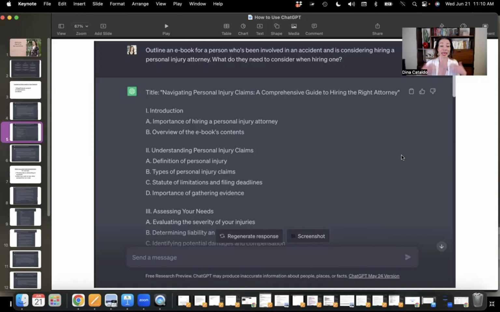So my idea here was to outline an ebook for a person who's been involved in an accident and is considering hiring a personal injury attorney. What do they need to consider when hiring one? And I put that question right into ChatGPT and it spit out this amazing outline of a book. So you can go through and start pulling out things that you want to include, like the importance of hiring a personal injury attorney, the definitions you need to be aware of, statutes of limitations and filing deadlines you need to know, the importance of gathering evidence, how to gather evidence. Really start to get into ChatGPT just to get these ideas out.